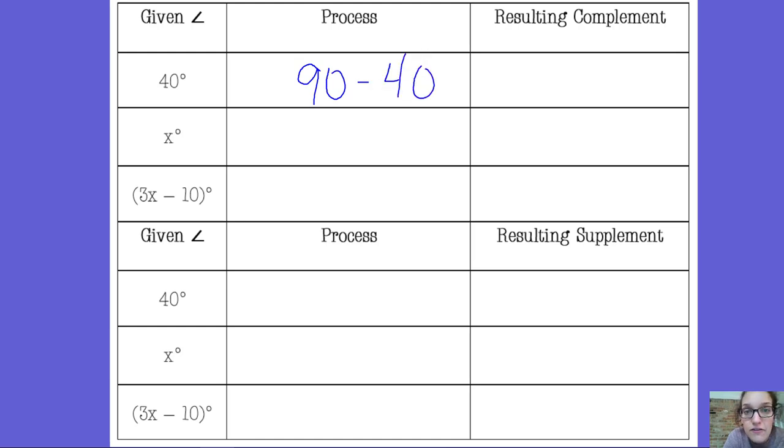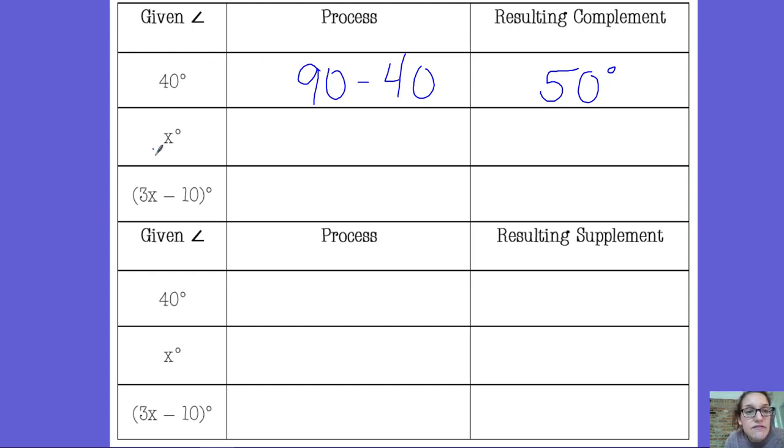So 90 minus 40 is going to give me the resulting complement. So if my angle is 40 degrees, if its measure is 40 degrees, then its complement is 50 degrees. I subtracted my angle from 90.